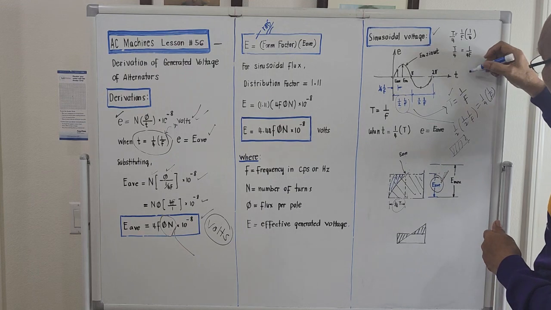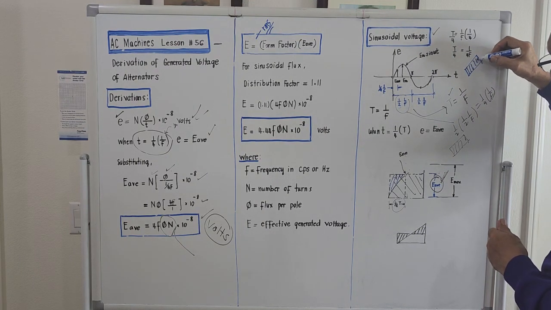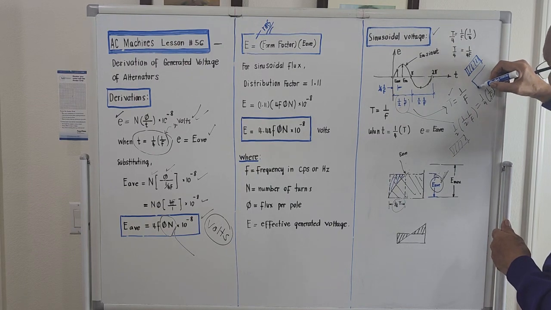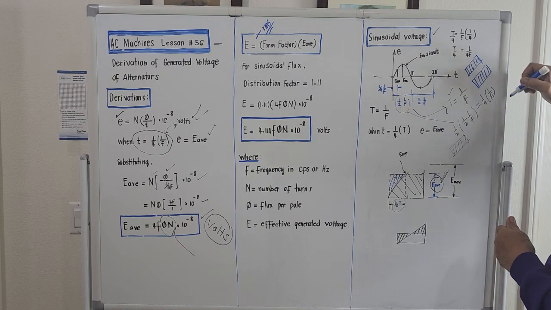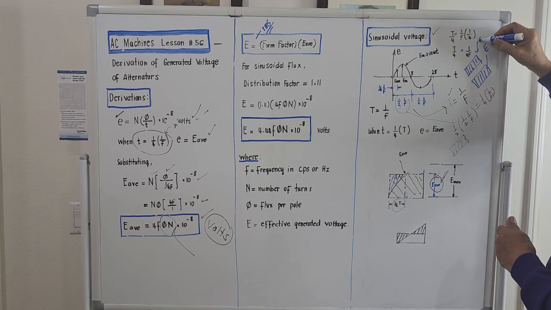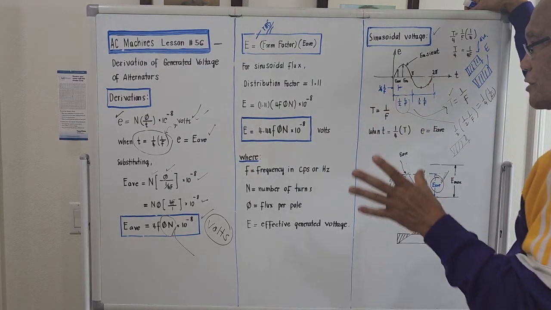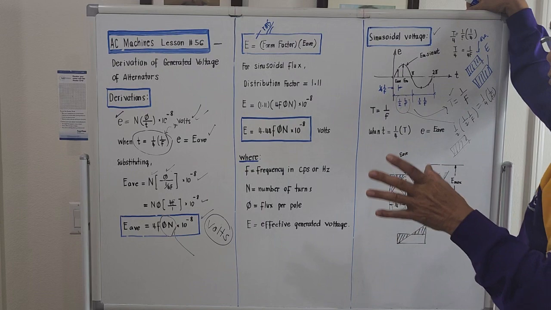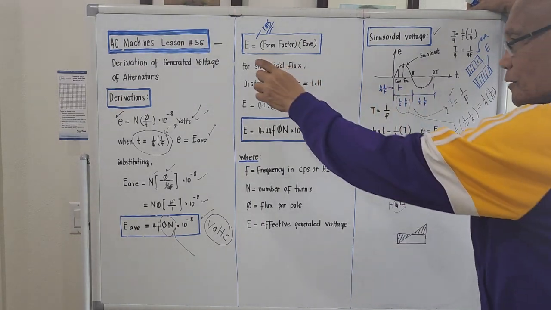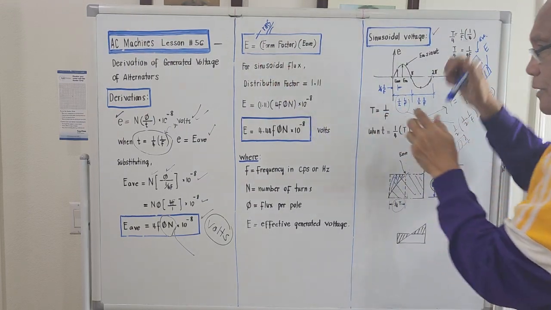So if the average voltage is this one, the effective voltage will be a little bit bigger. This is the effective, this is the average. For sinusoidal voltage, there is a formula which gives us the relation of the effective voltage and the average voltage, and it's given by this one.